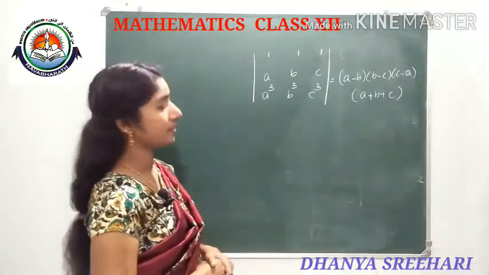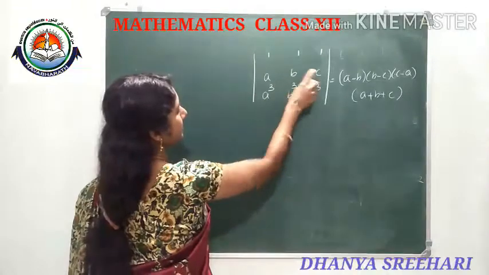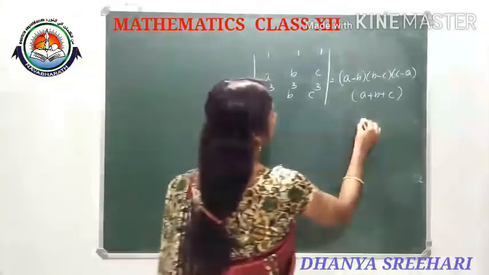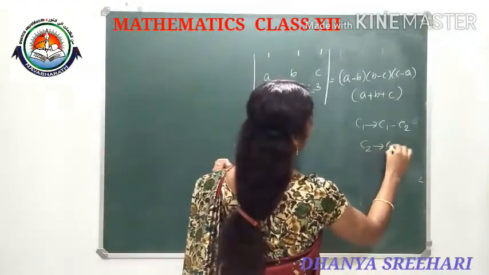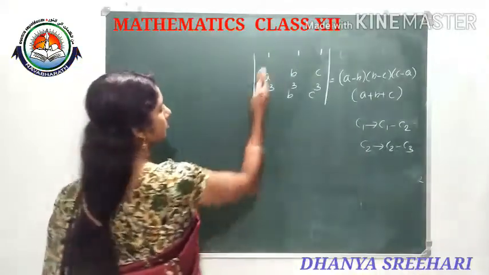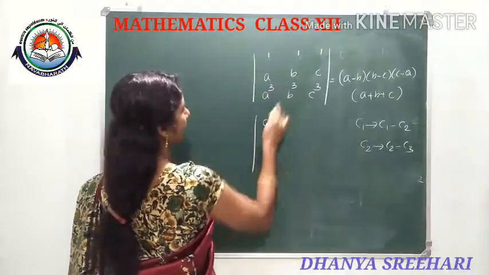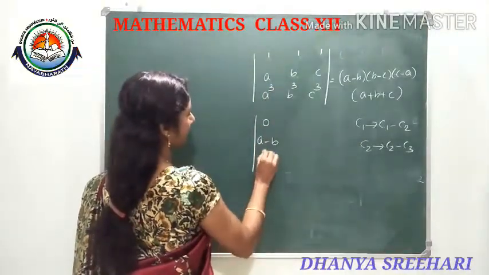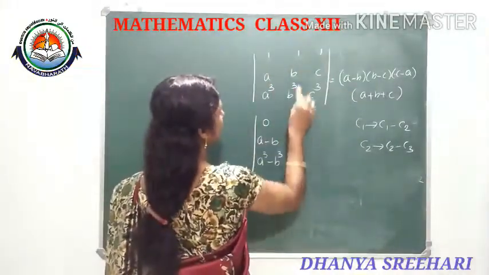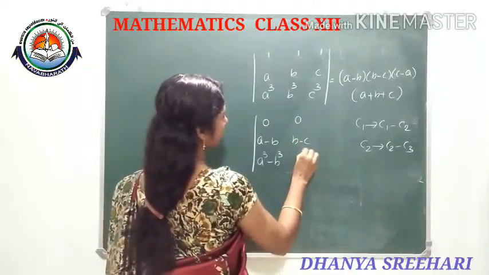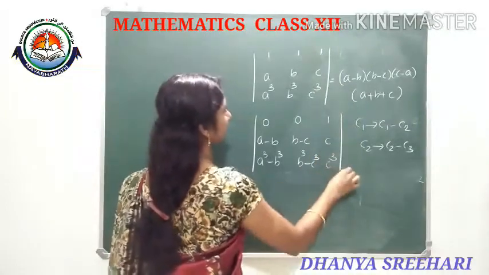So we need a minus b, b minus c, c minus a. To make that we can do subtraction. a minus b is required, b minus c is required. So we can change C1 as C1 minus C2 and C2 as C2 minus C3. So C1 becomes 0, a minus b, and a cube minus b cube. C2 becomes 0, b minus c, and b cube minus c cube. C3 has no change: 1, c, c cube.